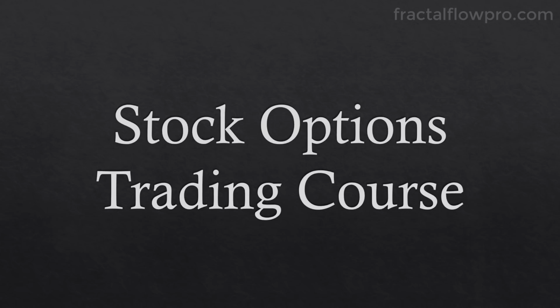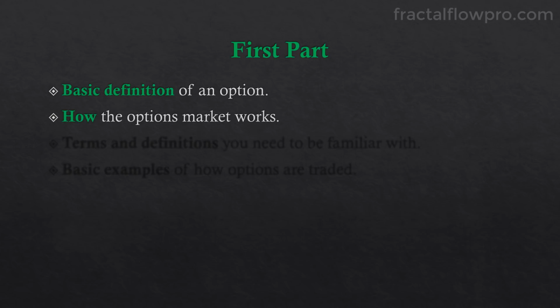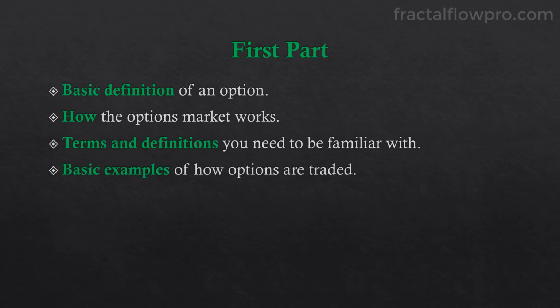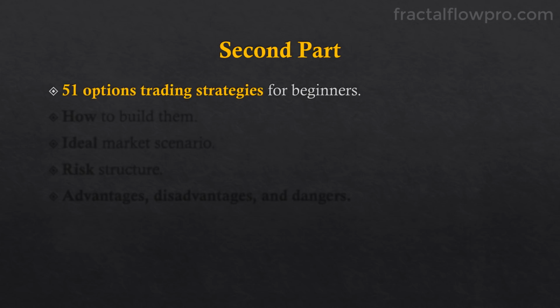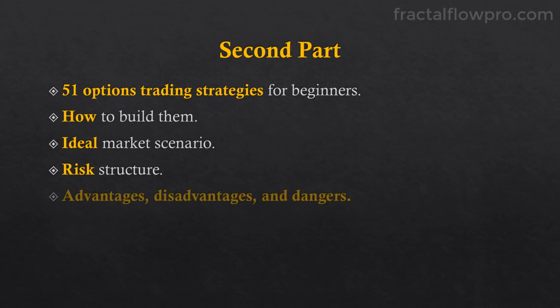In a first moment, we are going to study what an option really is, how the options market works, the terms and definitions you need to be familiar with, and a few basic examples of how options are traded. In a second moment, we are going to study 51 different option strategies for beginners. You will learn how to build them, their ideal market scenario, risk structure, advantages, disadvantages, and dangers.